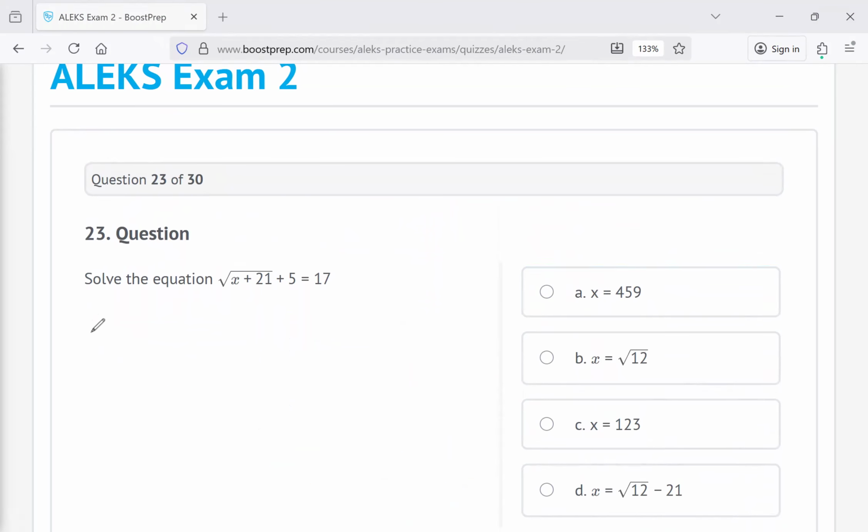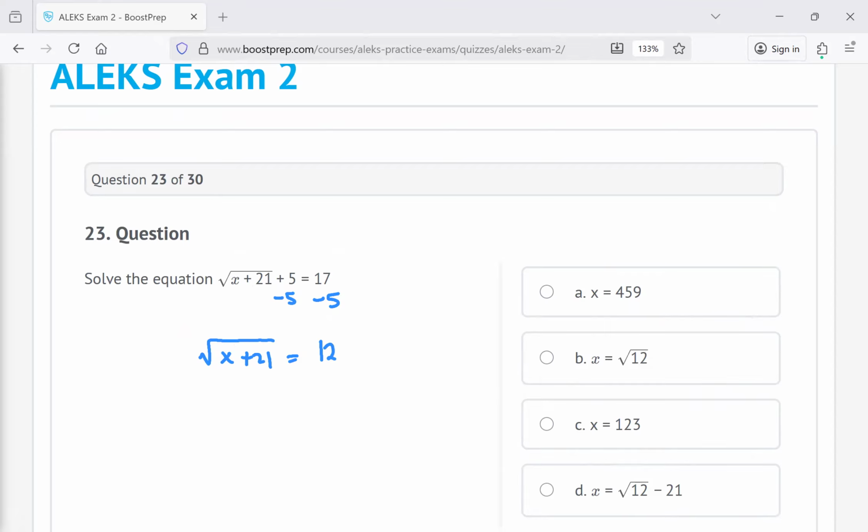Question 23, solve the equation. So what I would do first is we have the square root of x plus 21, plus 5 equals 17. So what I would do is subtract 5 from both sides. And now you get the square root of x plus 21 equals 17 minus 5, which is 12.